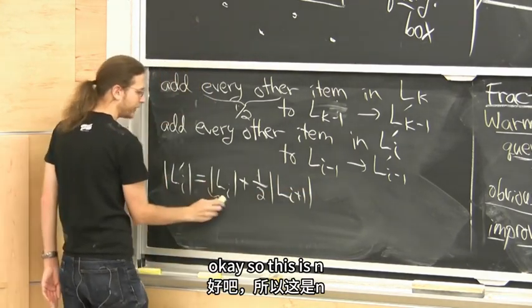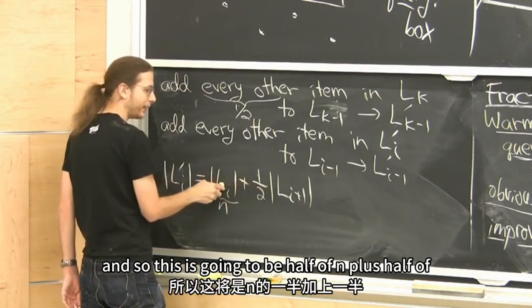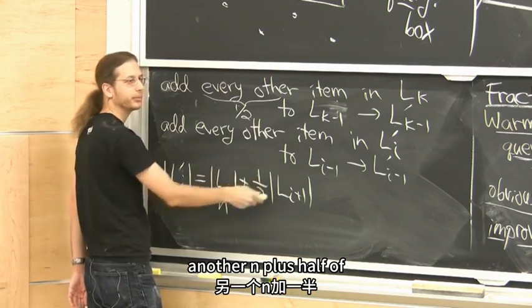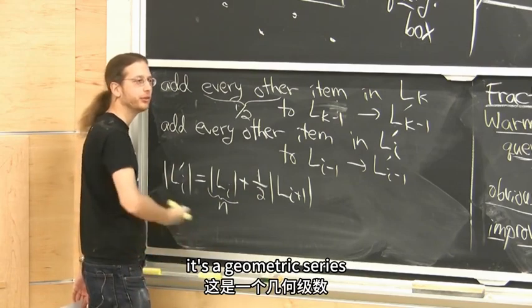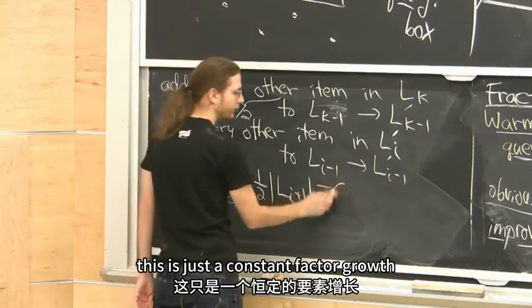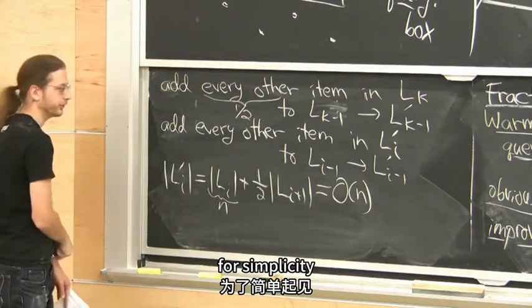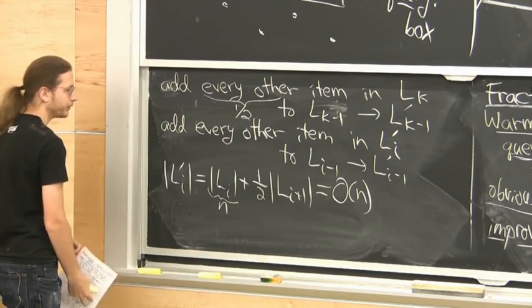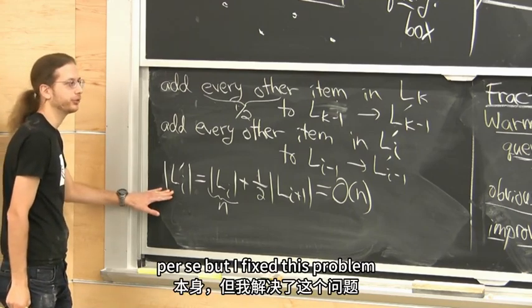Okay, so this is n. And so this is going to be half of n plus half of another n plus half of... it's going to be n plus a half n plus a quarter n plus an eighth n. It's a geometric series, so this is just a constant factor growth. I'm assuming all the lists have the same size here for simplicity; you can generalize. So I didn't really make the lists any bigger, per se.